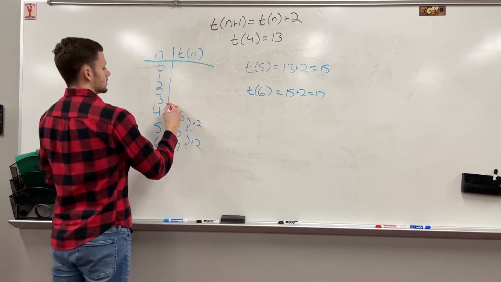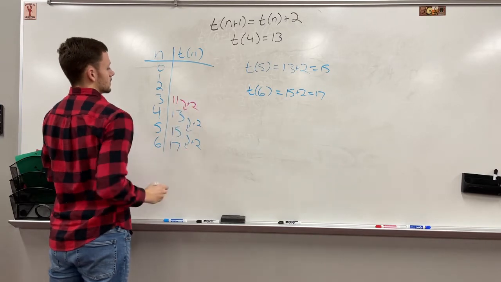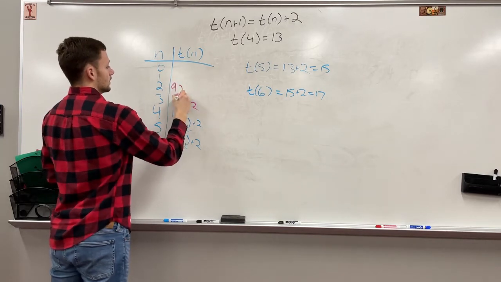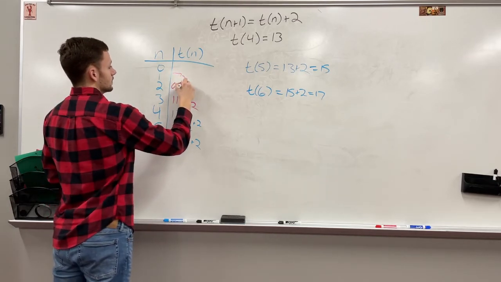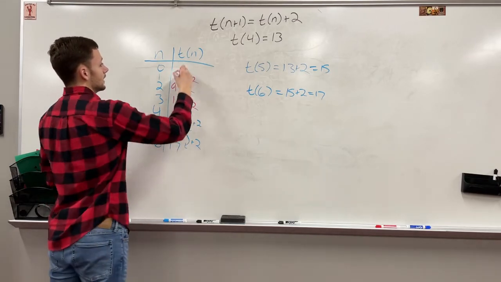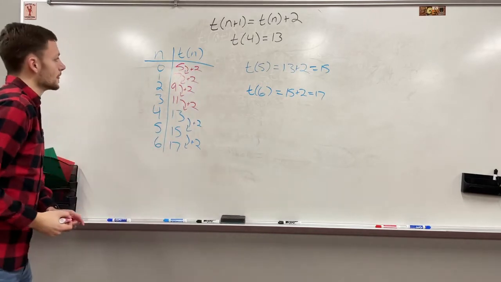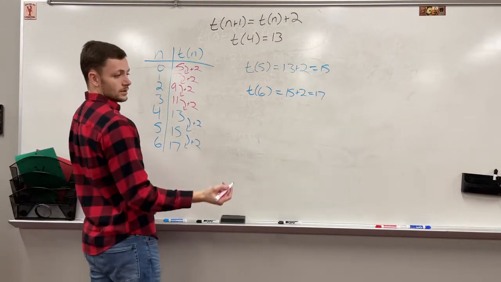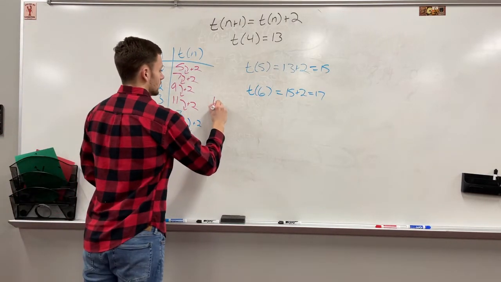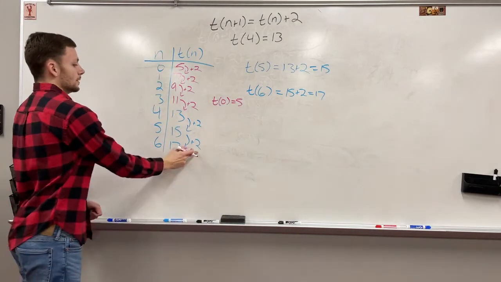So 13 minus 2 is 11. So again, 11 plus 2 is 13. 9 plus 2 is 11. 7 plus 2 is 9. And 5 plus 2 gives me 7. So t of 0 equals 5. So I know that t of 0 equals 5. And then I know that my common difference is plus 2.